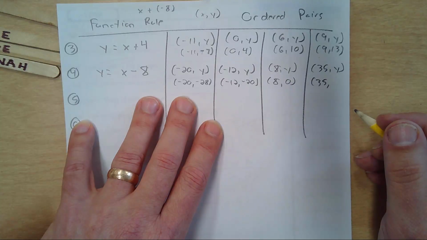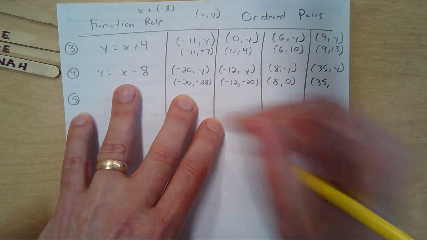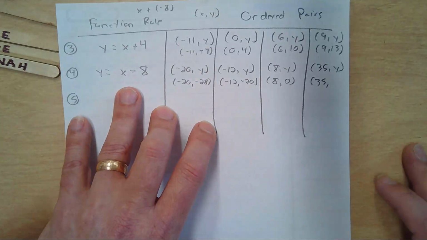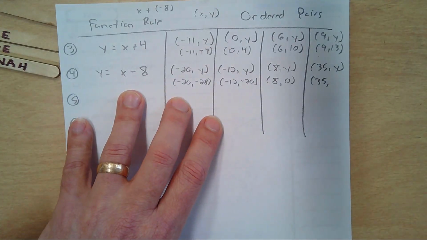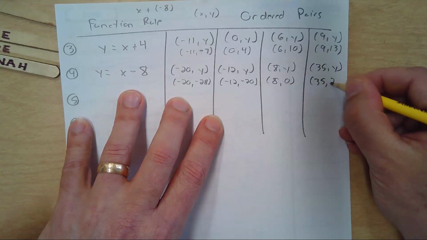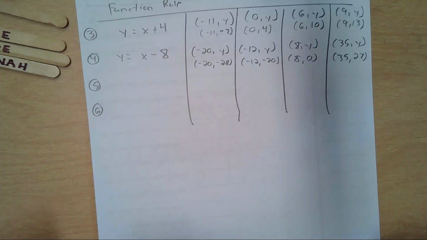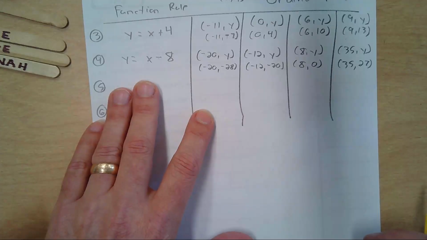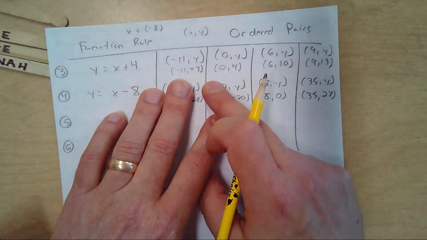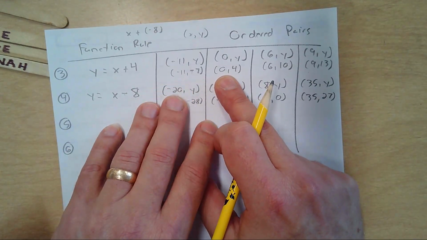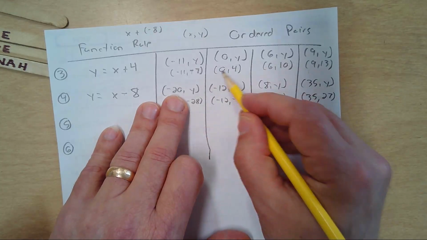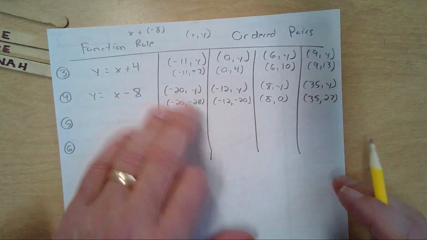43 and 30. 35 minus 8, 27. 27. Good. So the biggest number is always first? No, wait. In this case, x was always first, based on the equation. If I go back to the first one, the smaller number was first. See? Smaller, bigger, smaller, bigger, smaller, bigger. X is always first.